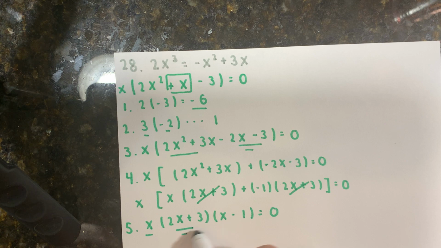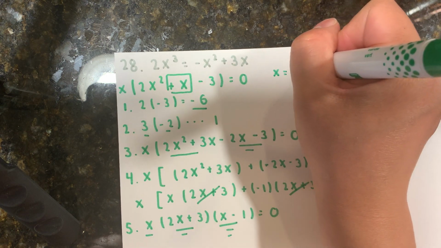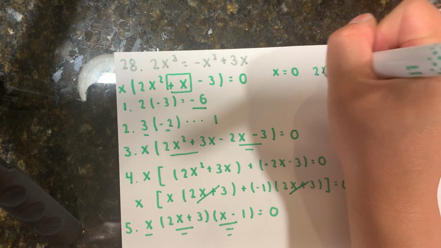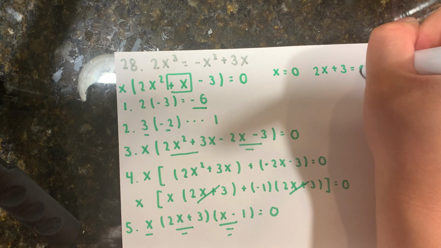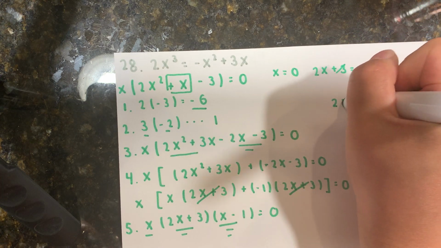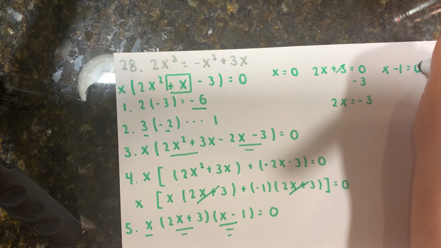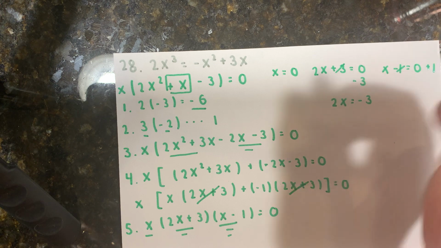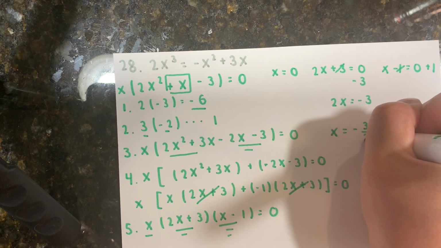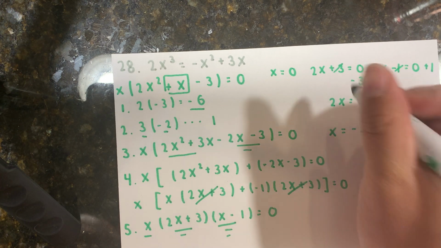Now I have 3 equations that I'm solving for. First one is obviously solved for, so x is equal to 0. Then 2x plus 3 equals 0. Move the 3 to the other side. And then x minus 1 equals 0. Move the 1 to the other side. So I have 3 answers. I'm going to have x is equal to negative 3 over 2, x is 0, and then x is 1.